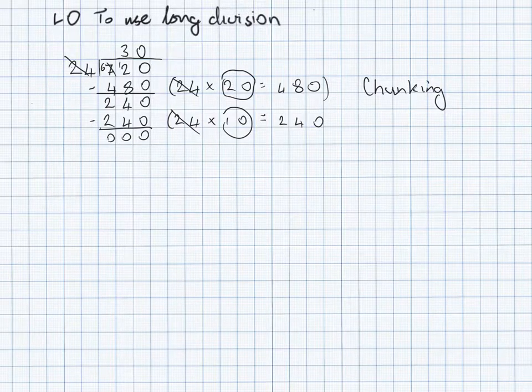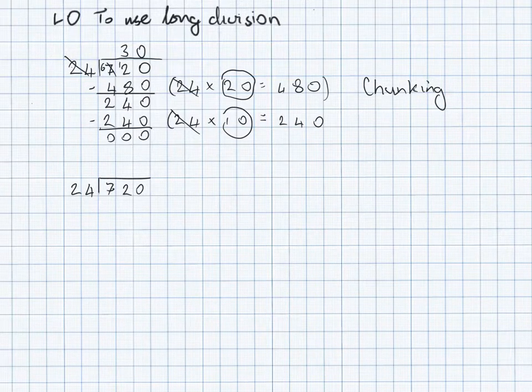Method 2 is called the bus stop method. Again, working with the same calculation, we've got 24 into, and I deliberately rule both these lines, into 720.